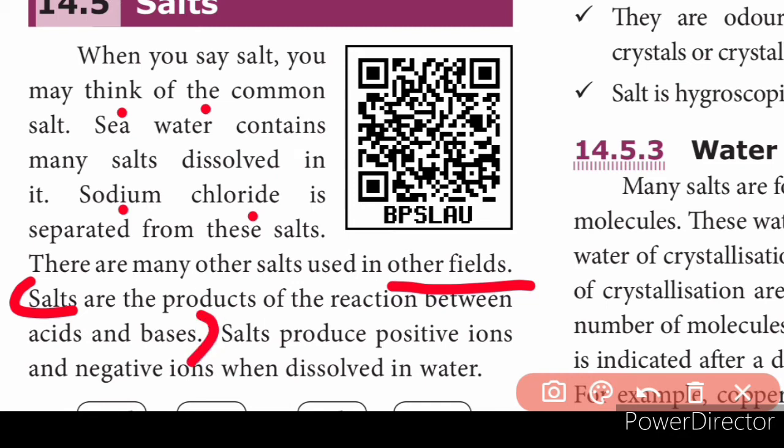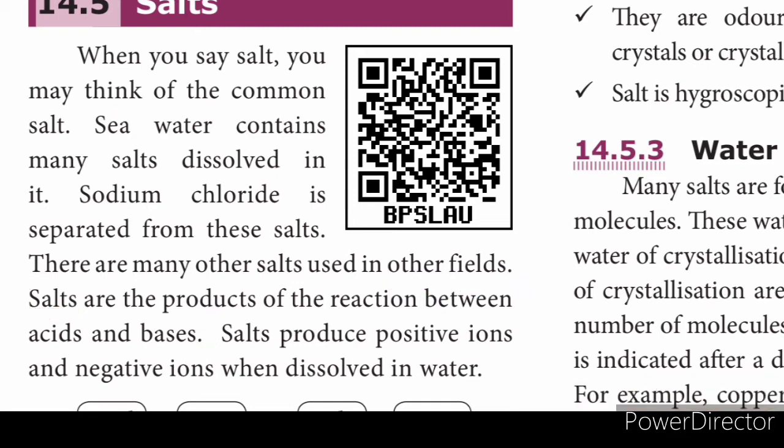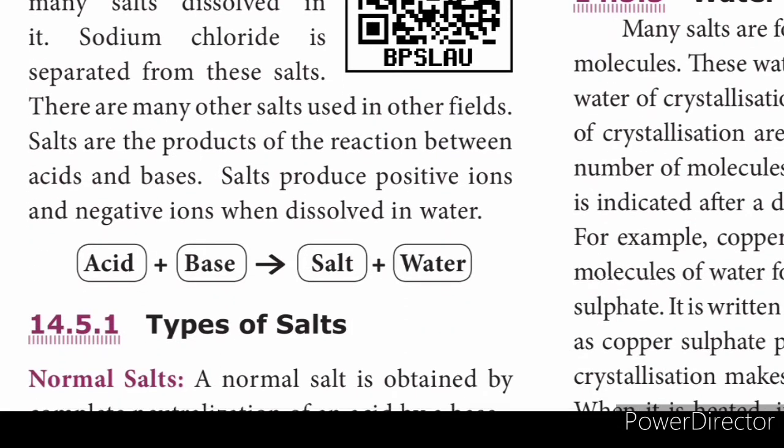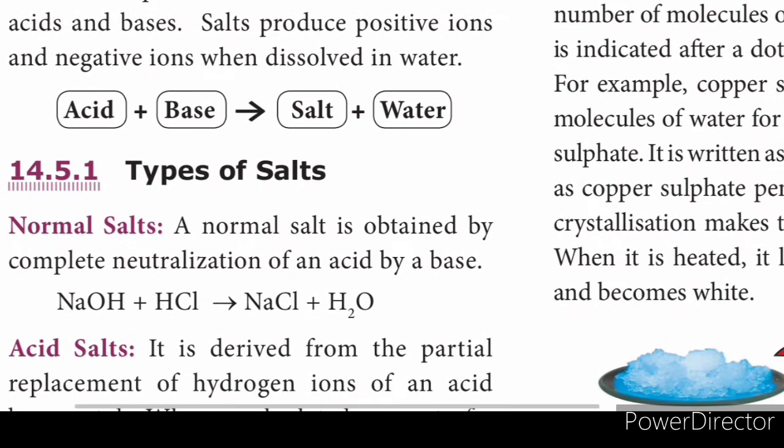Whenever acid and base react together, the products are salt plus water. This is what we have seen before, right? Salts also produce positive ions and negative ions when dissolved in water. So the equation is: acid plus base gives salt plus water.